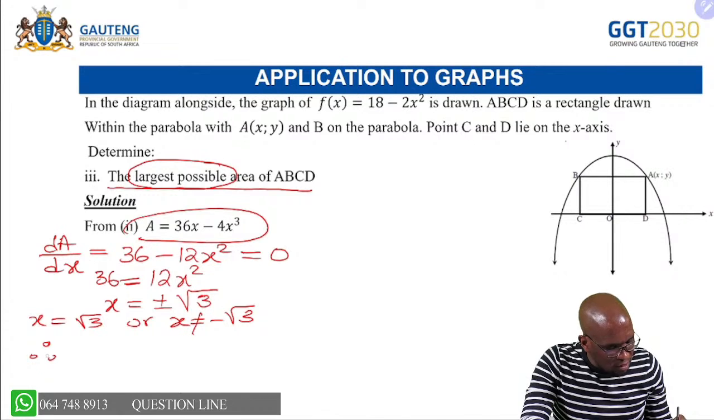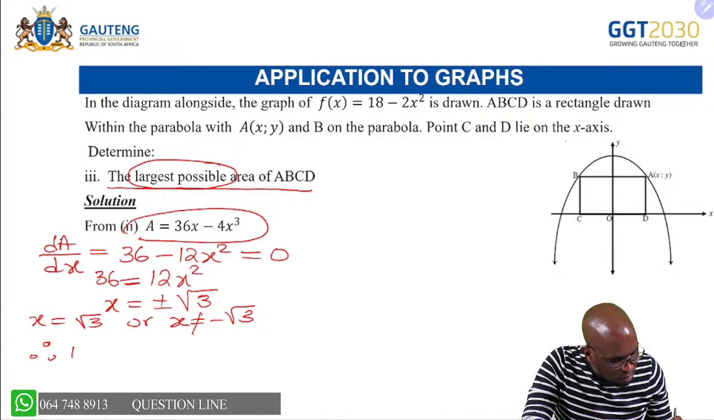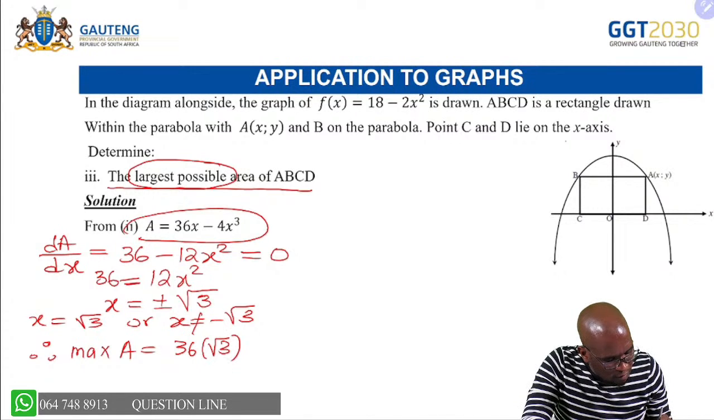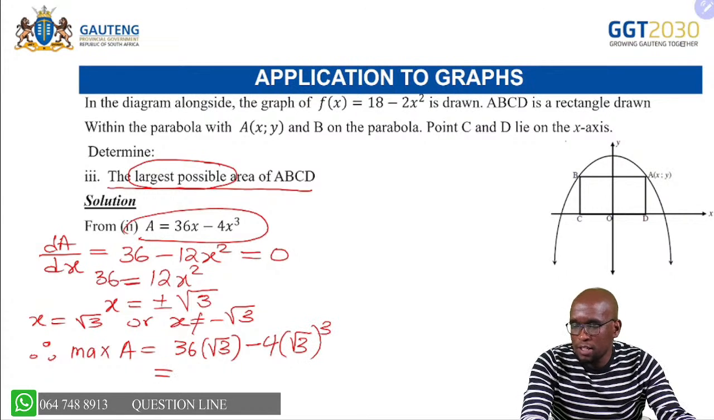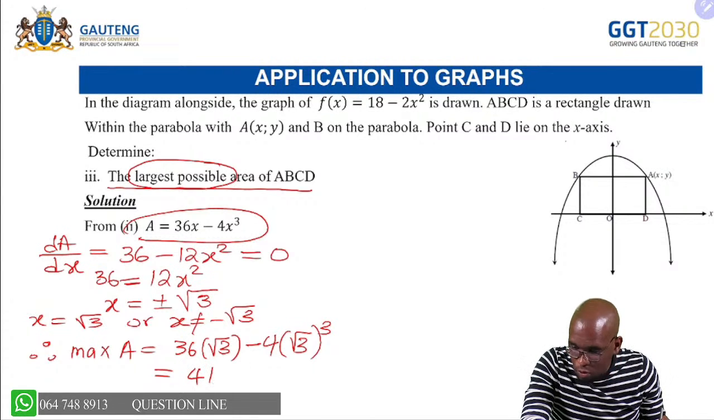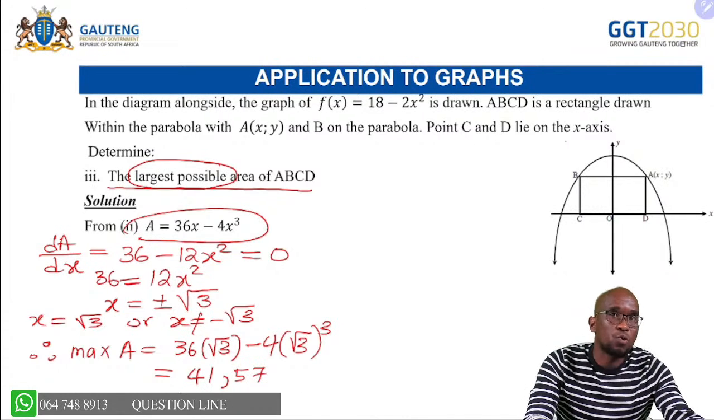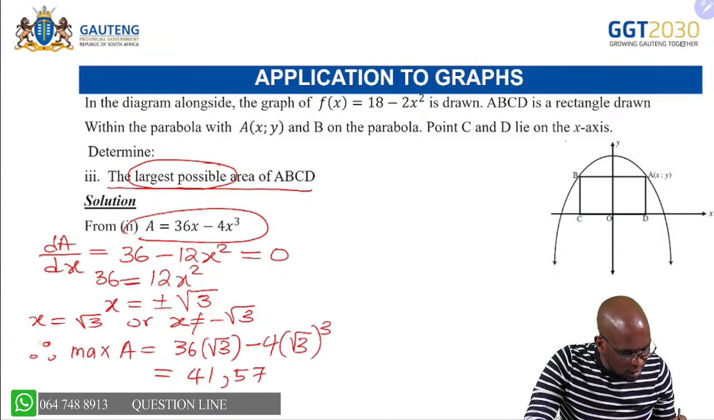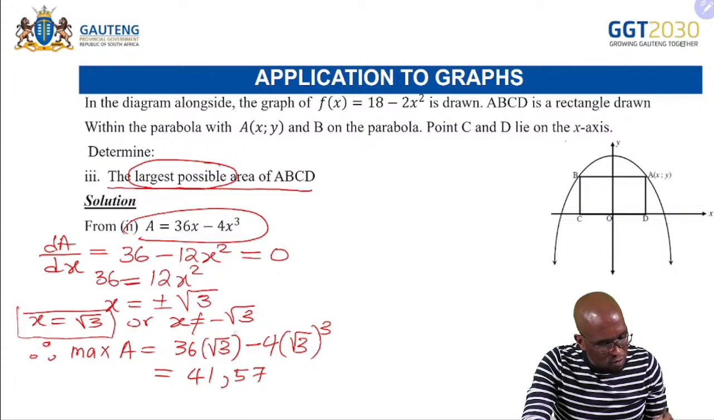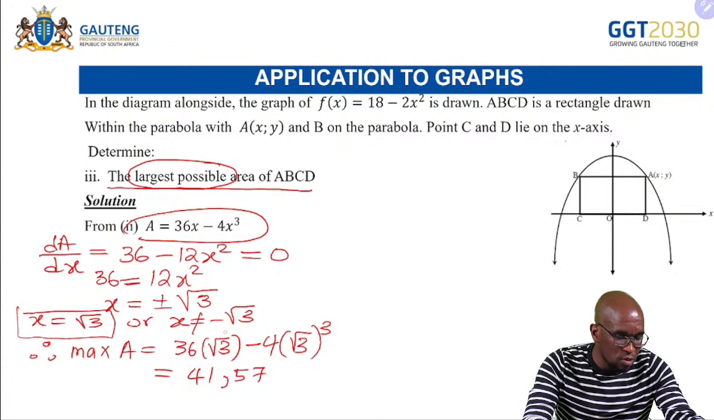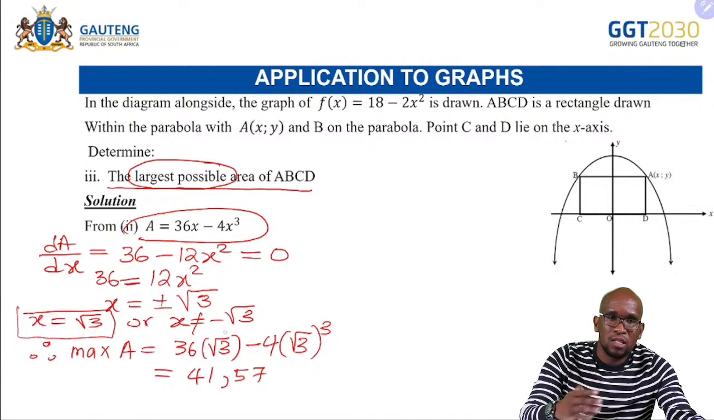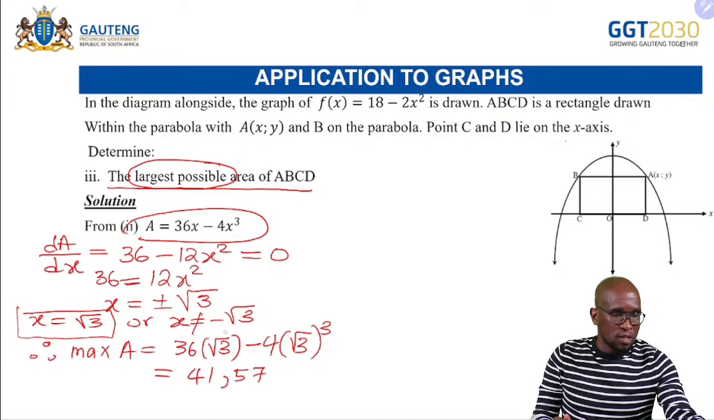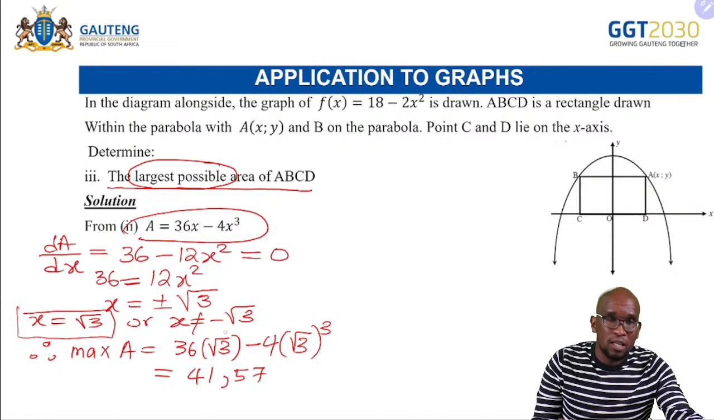Now, to get the maximum area, we work out the max area, which would be given by 36 times the root of 3 minus 4 times the root of 3 cubed. If you put that in your calculator, you should obtain 41.57 square units for the area. We said we're only going to take the positive one. We don't take the negative one, because if we substitute it, we might get that the area is negative. So we should only take the positive, because we are talking about length in this case, and length is always positive. Right. Moving right along.